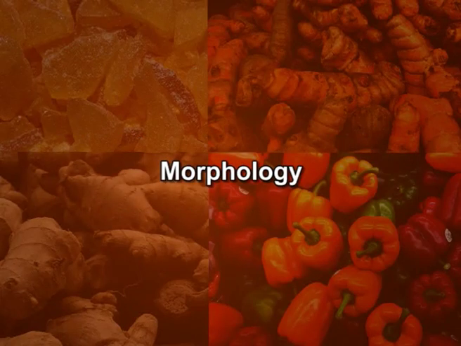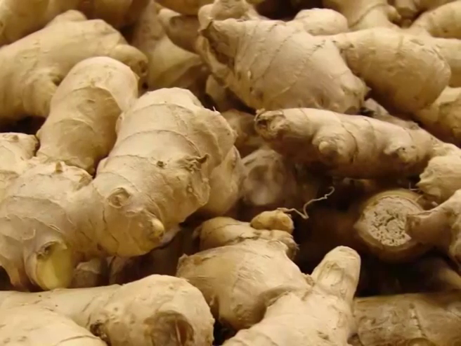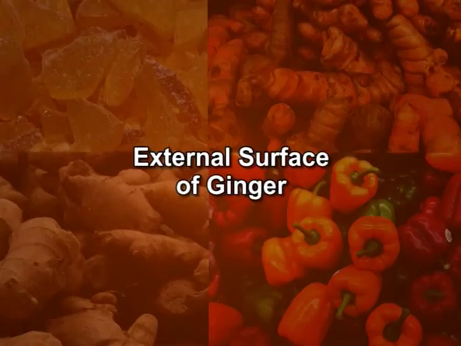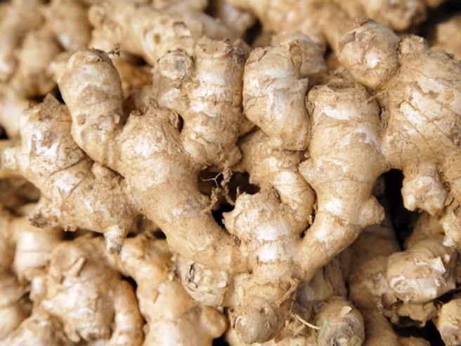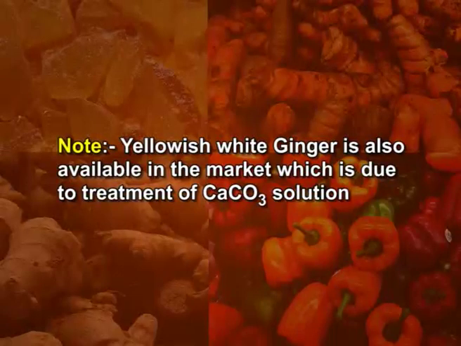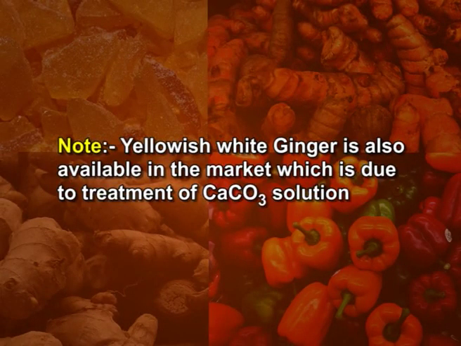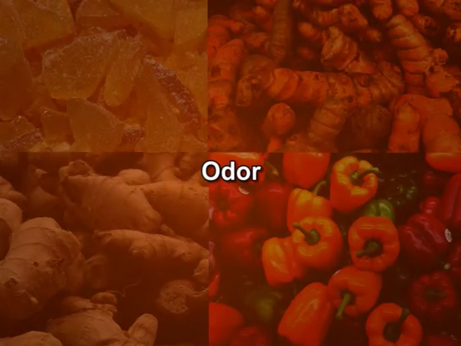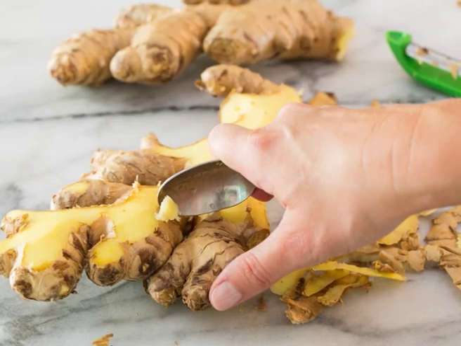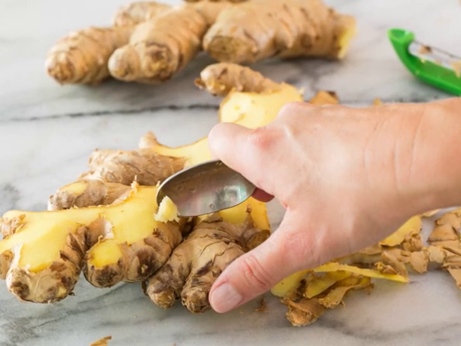Now I will be discussing the morphology or organoleptic aspects of ginger. Ginger is a rhizome which is laterally compressed and sympodially branched. Externally, ginger rhizomes are rough and buff colored. Here it is important to mention that yellowish white ginger is also available in the market, which is due to the treatment of calcium carbonate solution. Now coming to the odor: the odor of ginger is agreeable and aromatic, and its taste is also agreeable, but pungent.